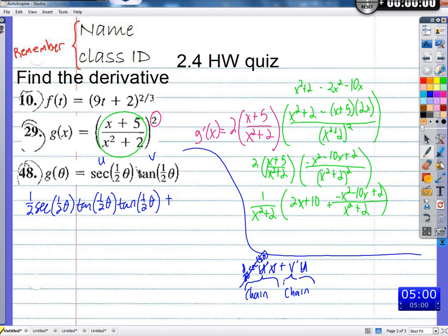So we're taking the derivative of this, the derivative of tangent of 1 half theta. What's the derivative of a tangent? Secant squared of 1 half theta, times 1 half. We're multiplying by the derivative of the inside, 1 half. So we've done V prime, right? That part just got done. And we're going to multiply by U, and that's secant of 1 half theta.